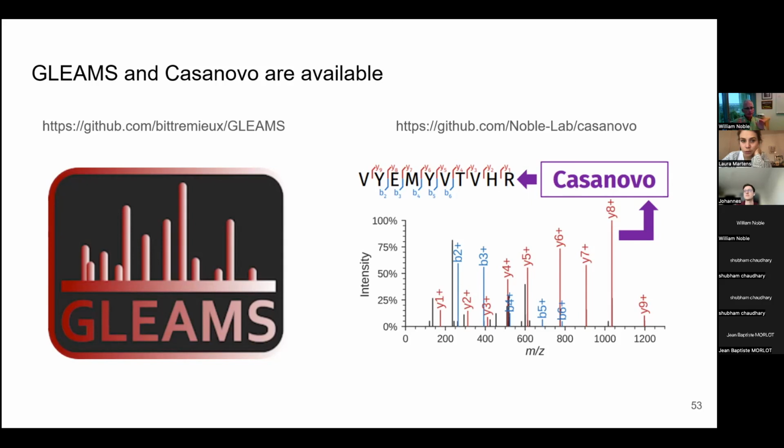Both of these sets of code are publicly available, open source. You can get Gleams from this GitHub URL here. You can get Casanovo from our lab's GitHub here. And I think that's it, and I will be happy to take questions.